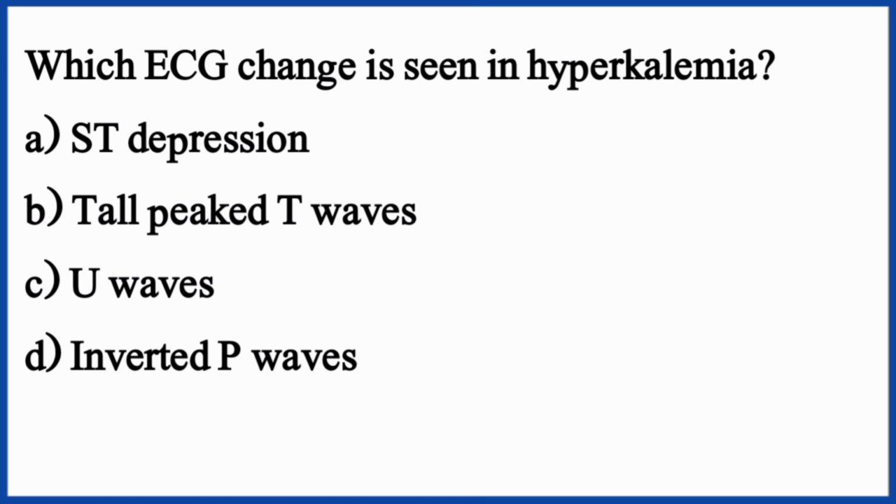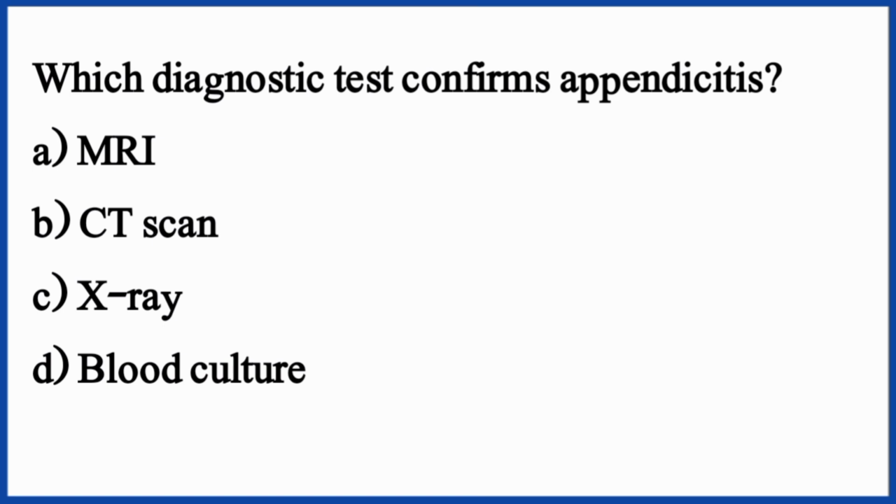Which ECG change is seen in hyperkalemia? The correct option is option B, tall peaked T waves. Which diagnostic test confirms appendicitis? The correct option is option B, CT scan.